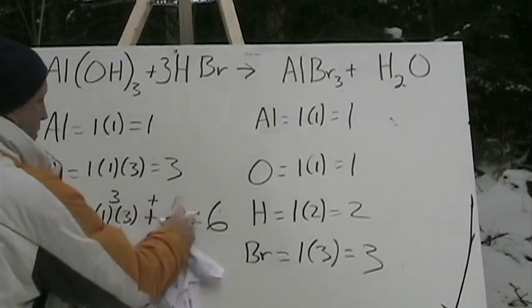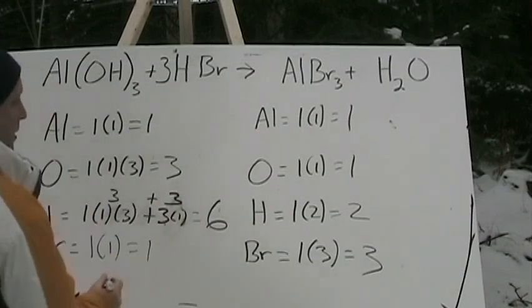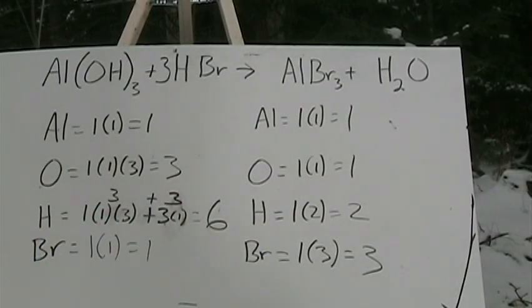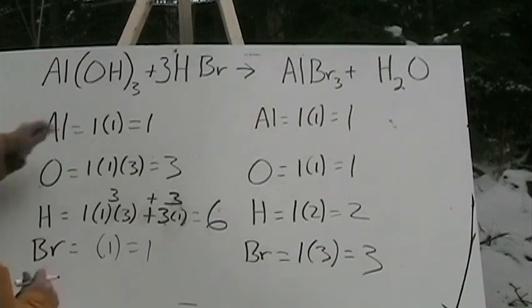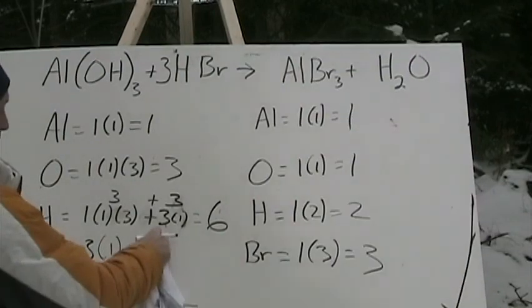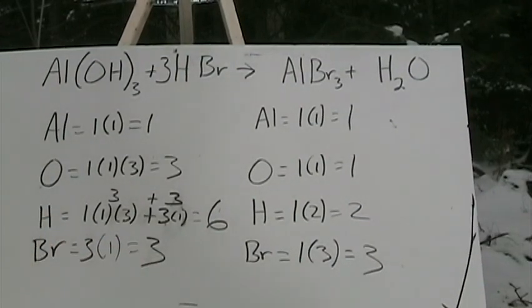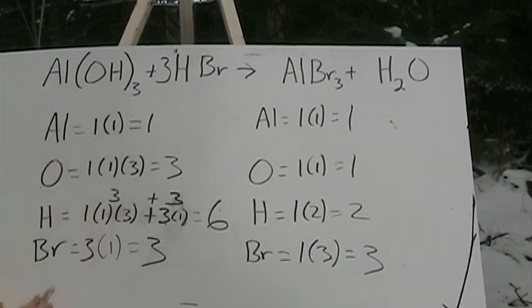Actually, no, I'm not going to do that. I'm going to write down 3 times 1. And this is 3 here. So that equals a total of 6 for hydrogens. Now our bromines are 3 times 1, 3 times 1 equals a total of 3. Bromines are balanced. Aluminums are balanced.